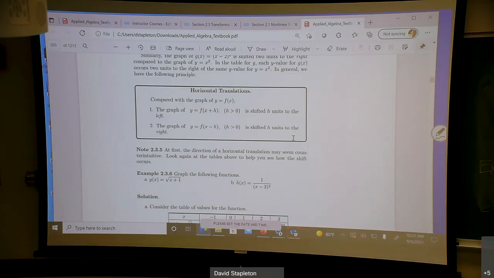Let me give another example because this one's slightly trickier like that, right? Suppose I said, sketch y equals absolute value of x minus 3. What does that look like?